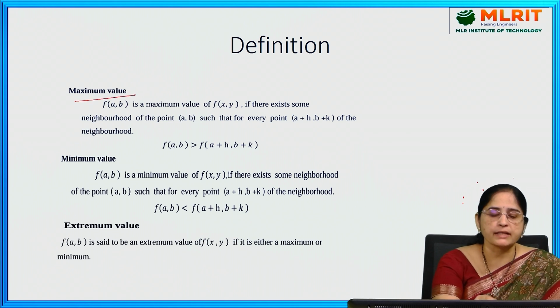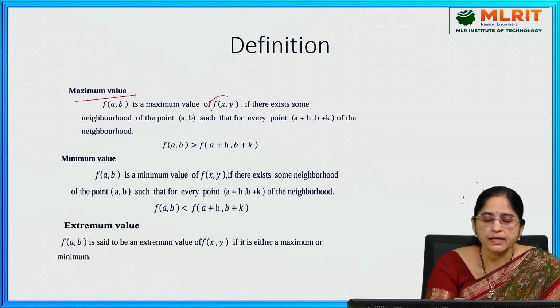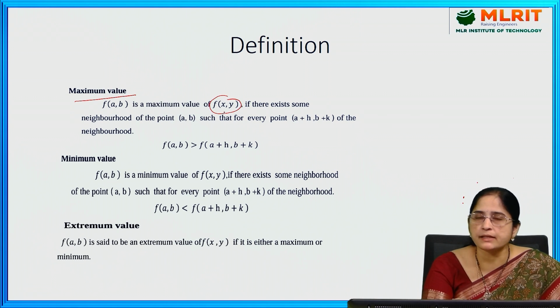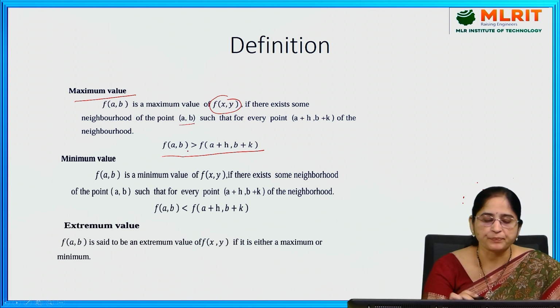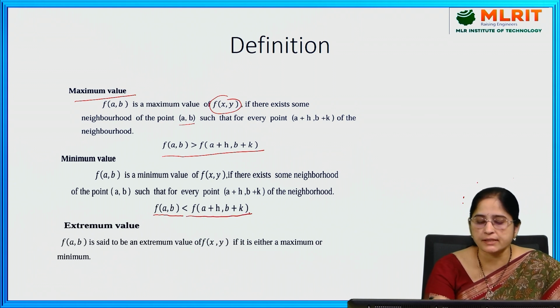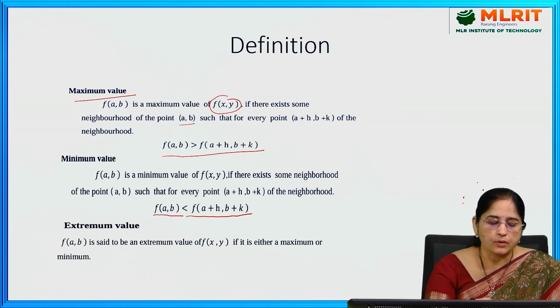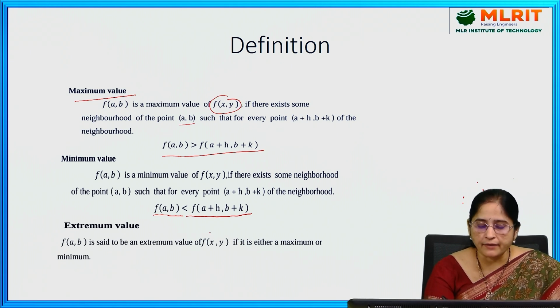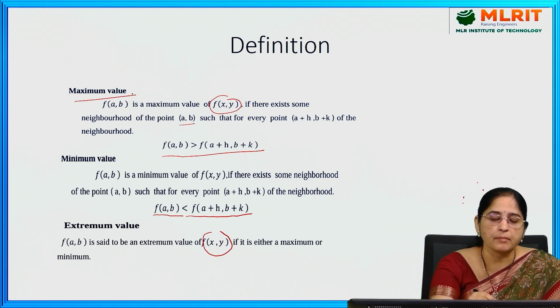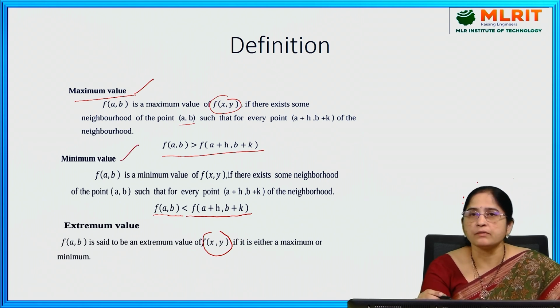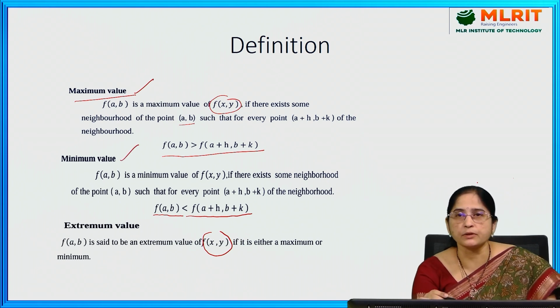Maximum value. What is maximum value? So, if the function is f of x comma y, f of x comma y has maximum at the point a comma b, if f of a comma b is greater than f of a plus h comma b plus k. So, h comma k are the neighboring points of a and b. Next, minimum value means f of a comma b is less than f of a plus h comma b plus k. So, extreme value means if the function f of x comma y has either maximum value or minimum value, that point is said to be extreme value.